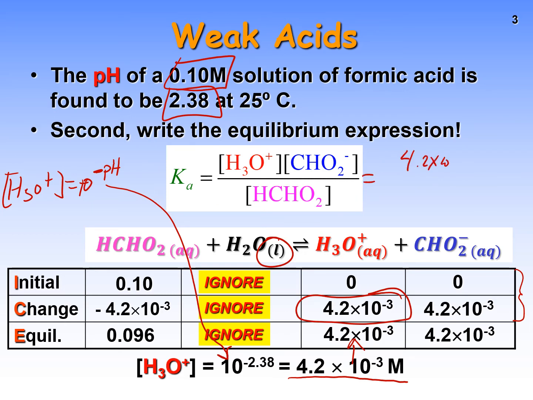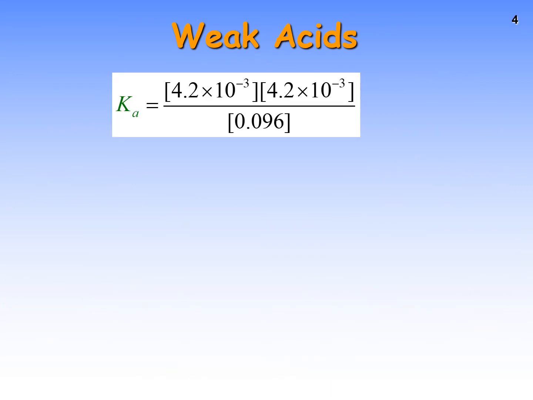4.2 times 10 to the negative 3 squared all over 0.96. Or sorry, 0.096. And this will give me my Ka value. So plugging that in, we get this, like I just showed, and that gives us 1.8 times 10 to the negative 4.